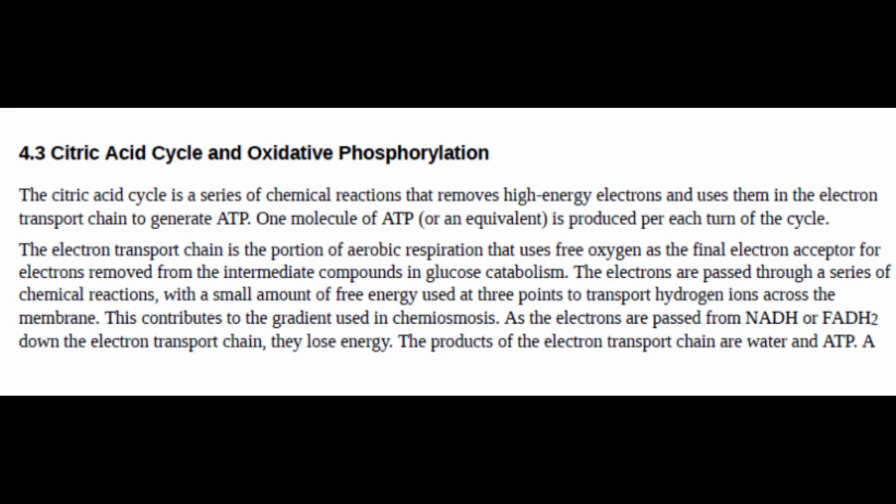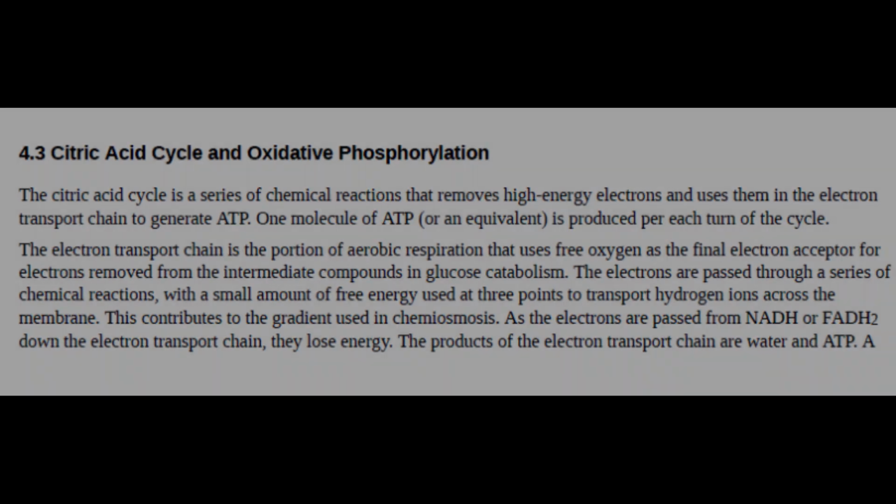The electrons are passed through a series of chemical reactions with a small amount of free energy used at 3 points to transport hydrogen ions across the membrane. This contributes to the gradient used in chemiosmosis. As the electrons are passed from NADH or FADH2 down the electron transport chain, they lose energy. The products of the electron transport chain are water and ATP.